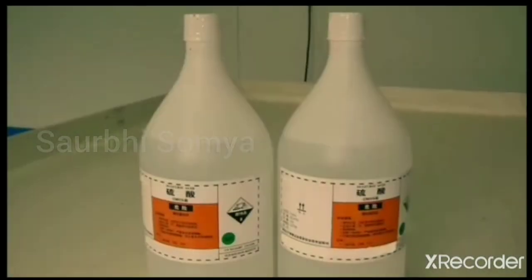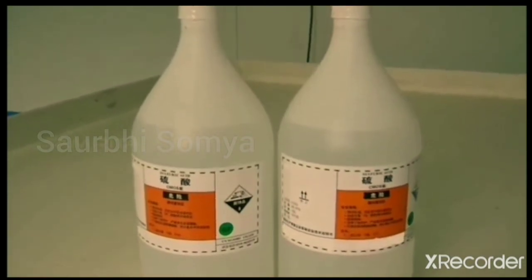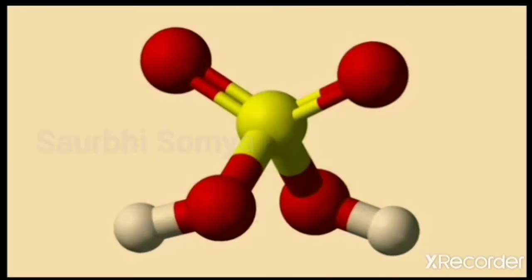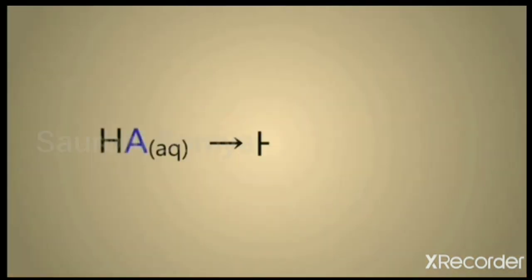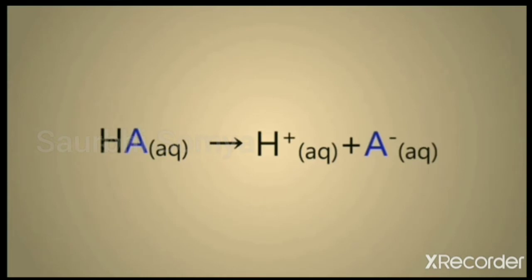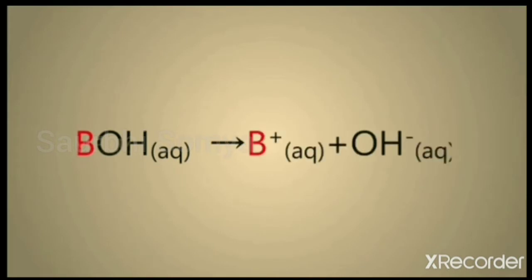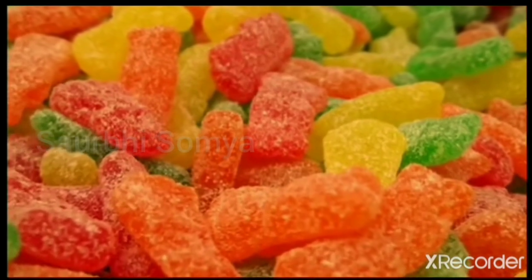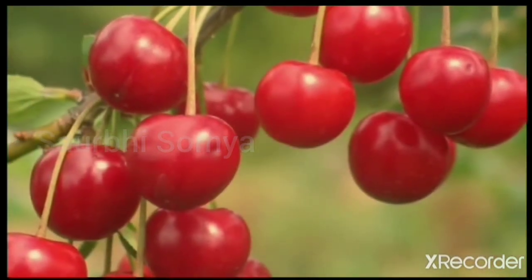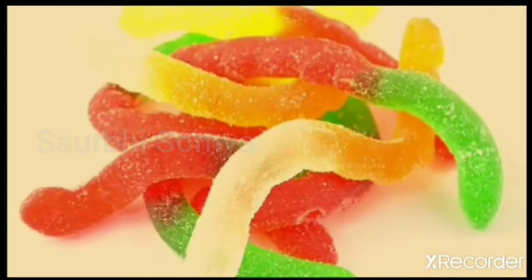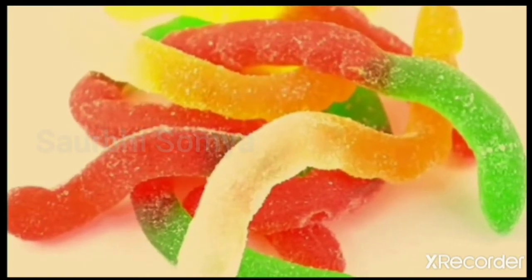According to the Arrhenius concept of acids and bases, an acid is a substance that releases one or more H+ ions in aqueous solution, whereas a base is a substance that gives one or more OH- ions in aqueous solution, right? Now, many of the food items that we consume contain acids and bases, and their presence can be identified with sour and bitter tastes, right?